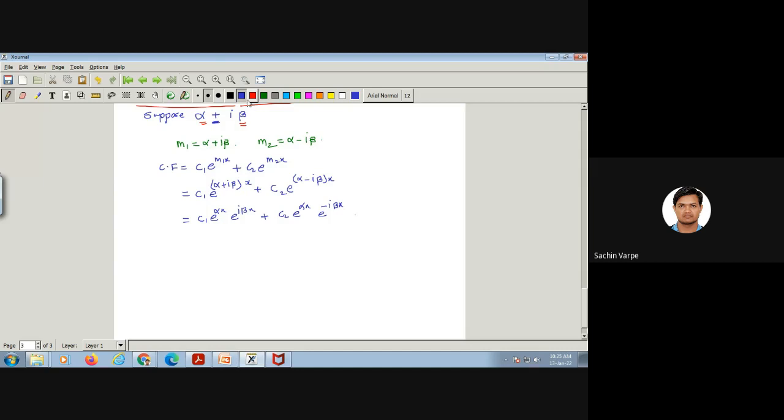So what we do, we write the formula. See, first of all, we can take e to the power alpha x common from both of these, right? So I'm taking common e to the power alpha x. Inside it will be C1 e to the power I beta x. But do you know the Euler's formula that e to the power I theta को मैं कैसे लिख सकता हूँ? It is equal to cos theta plus I sin theta. Do you know this? This is called Euler's formula.